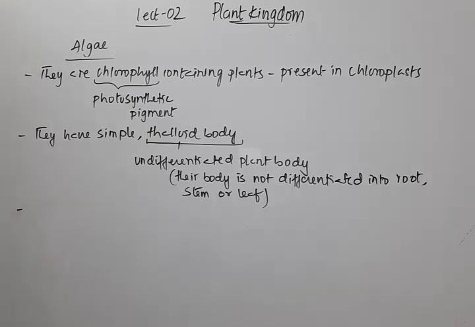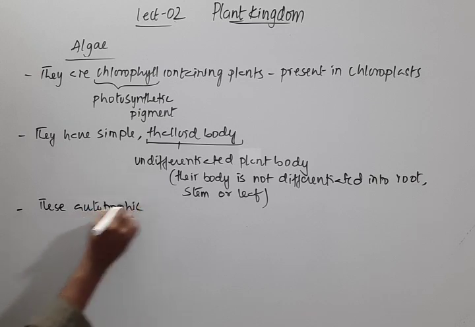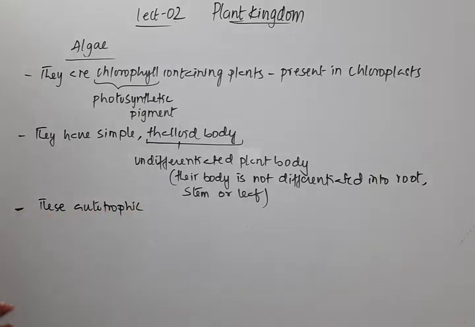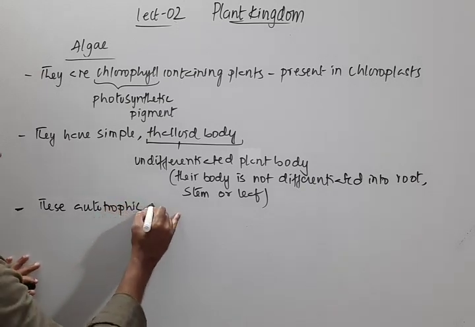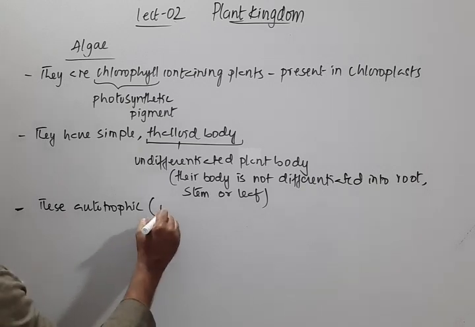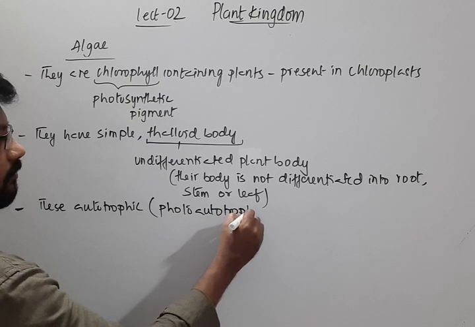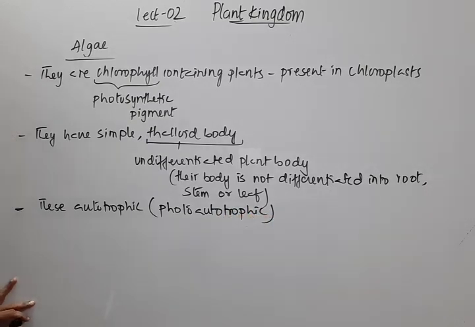So they have a simple thalloid body, and these are autotrophic organisms, which means they are capable of performing photosynthesis and synthesizing their own food materials. Of course, here we see not chemoautotrophic, we see photoautotrophic. So they are photoautotrophic.